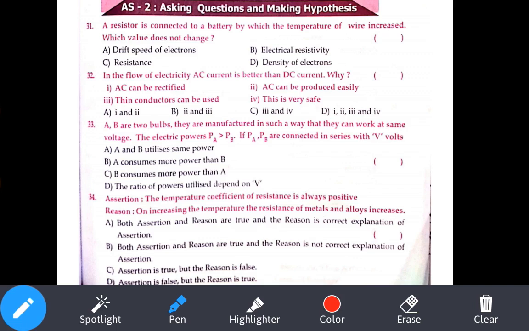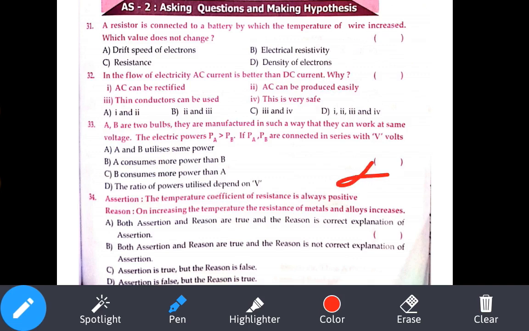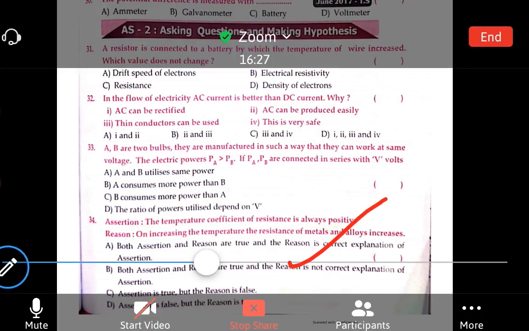Assertion: the temperature coefficient of resistance is always positive. That is wrong. Just now we have seen that for a semiconductor, as the temperature increases, the resistance value decreases, so it is wrong. The assertion is wrong. On increasing temperature, resistance of metals and alloys increases. That is correct. So the assertion is wrong, the reason is correct. Option D is our answer. Let's see the next page.